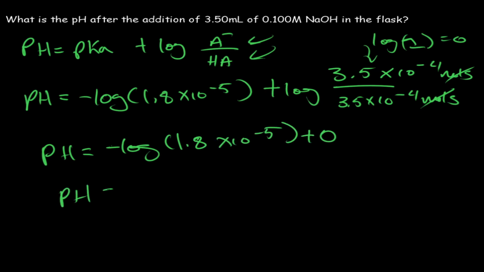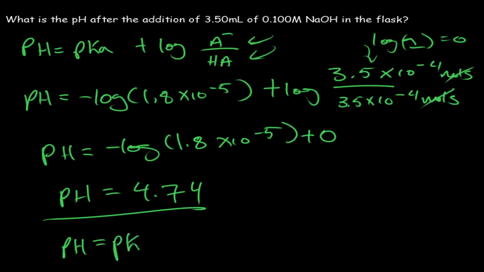And we get a pH of 4.74. So after the addition of 3.5 milliliters of 0.1 molar NaOH to our flask, our pH is 4.74. And it's also important to realize whenever pH equals pKa, we are at the 1/2 equivalence point volume.